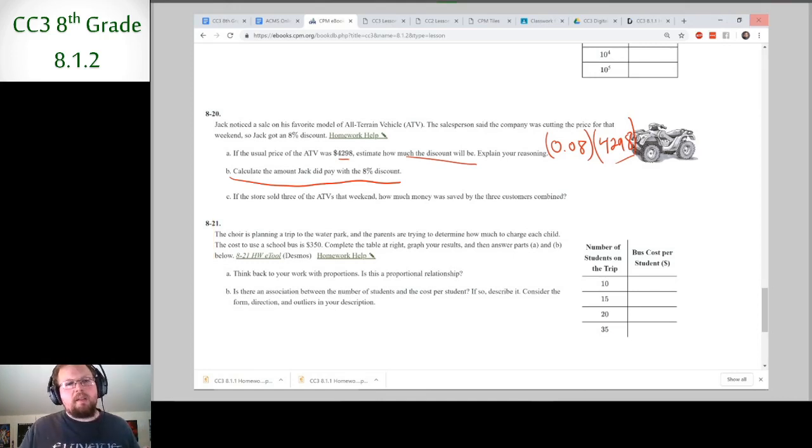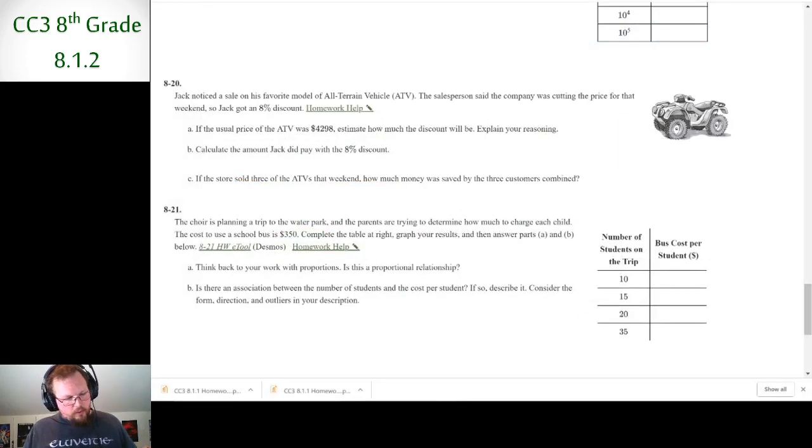Okay. For 8-21, to determine if it is a proportional relationship, it has to go through 0, 0. And I want you to think about this. If it costs you a rental price for the bus on this problem, $350, then it does not go through 0, 0 because it costs you to rent the bus even if you bring 0 students. So I'm going to leave that there for you.